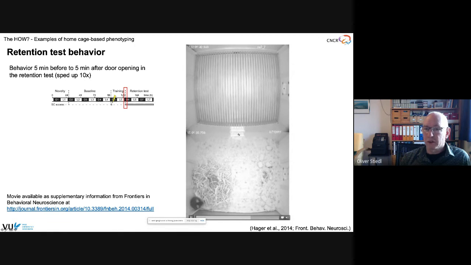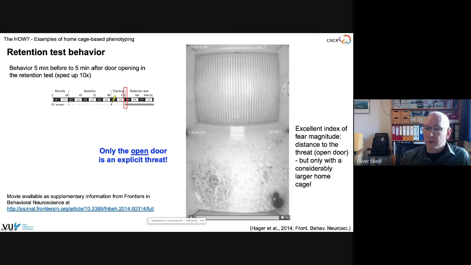It approaches the door and it peeks, and it does that in a stretch-attend posture-like manner. And this is the classical part where we now use computers to completely quantify this 24/7, even with body length measurements. And this tells us that, of course, if you just look at this, you realize the open door is now a threat. The fear is proportional to the magnitude of the threat.